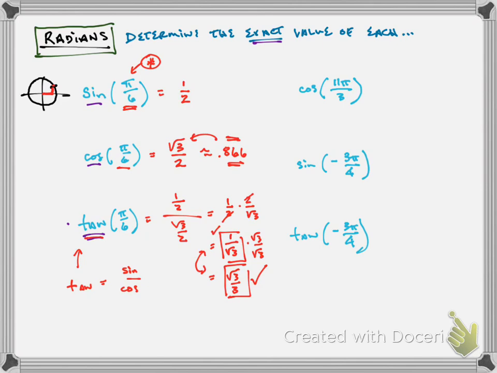Cosine of 11 pi over 3. So I'm going to continue to challenge you. Maybe pause it right now and see if you can determine it on your own.